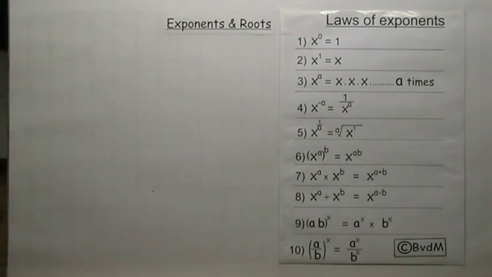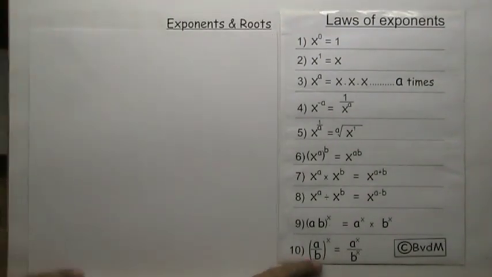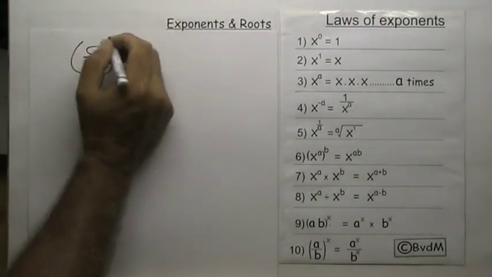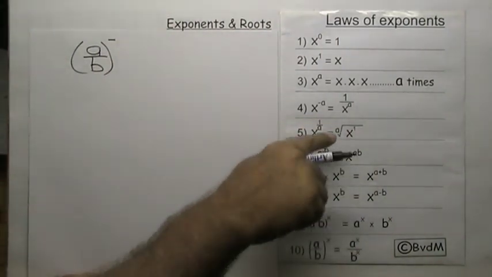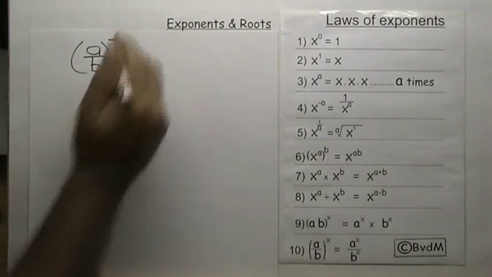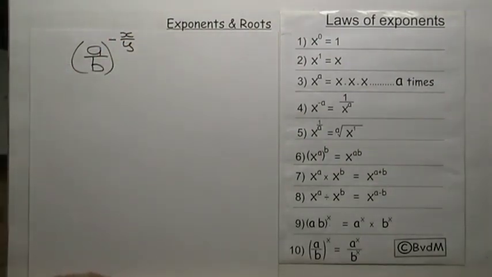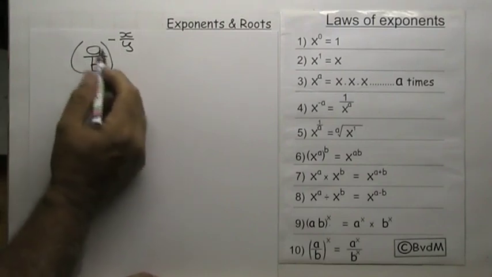Let's do one more. I want to do this one with you too, just to show you something. I want to combine number 10 and number 4. So I'm going to say a over b raised to the power minus, and then I want to combine it with number 5 and make this x over y. That is about as rough as you're going to get it. Now, let's have a look. Minus means the inverse of that.